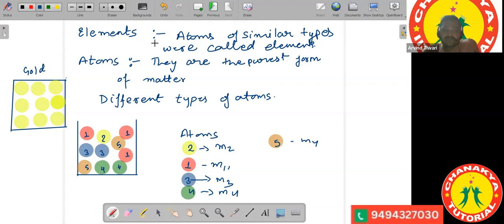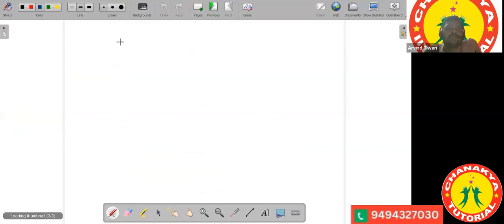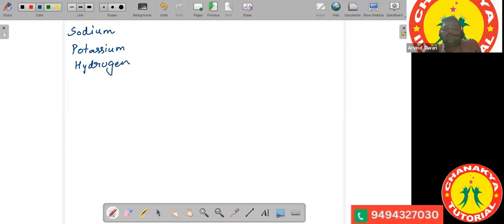Okay, so if you take the atoms of different elements, they are different in their properties. If you take the atoms of the same element, they are similar in their properties. Like we have the element sodium, the element potassium, hydrogen, calcium. In this way, you have a total of 118 elements, and each element has a number of atoms in it.